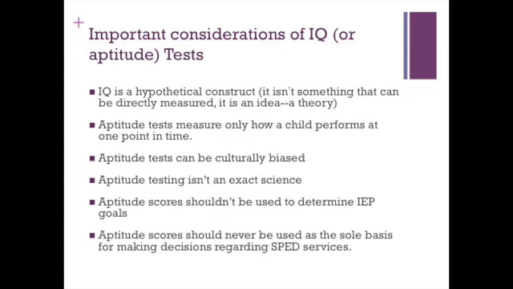We also know that aptitude scores should not be used to determine individualized education plan goals. They're really educationally irrelevant as far as telling us what a student knows and doesn't know and trying to place them in curriculum. We know that aptitude scores should never be used as the sole basis for making decisions regarding special education services as well. We've talked about that already before.